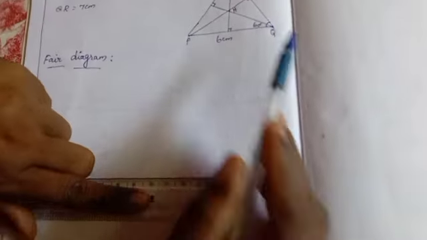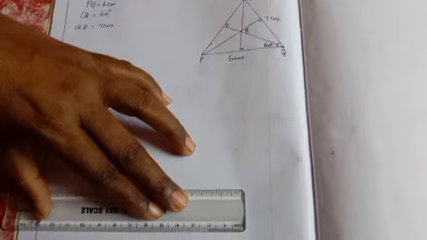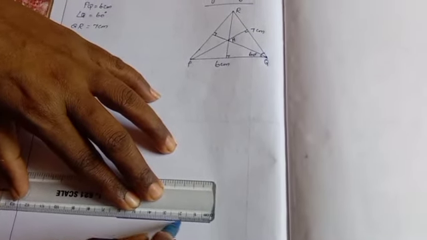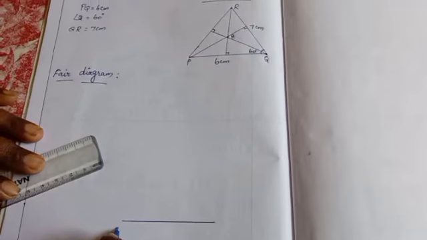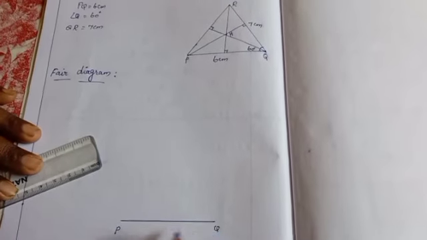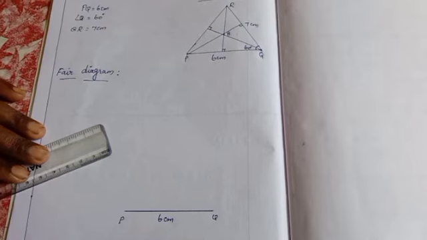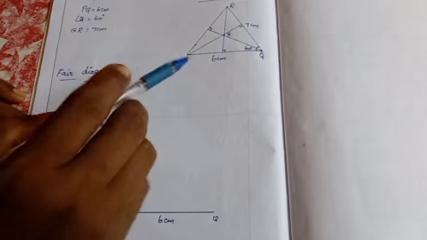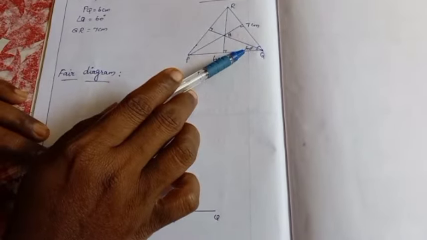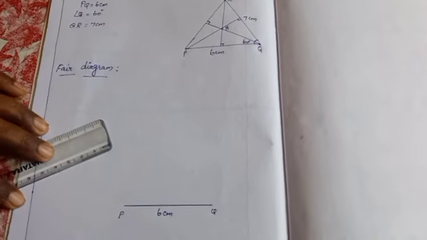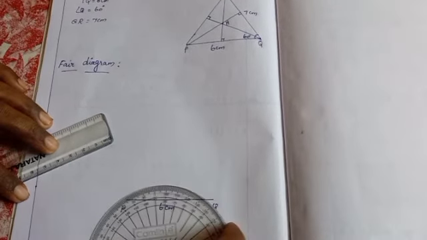PQ is equal to 6 cm. Draw a line segment PQ equal to 6 cm. Students, you have to use a pencil. For this measurement, the angle is given. Angle Q is equal to 60 degrees. You have to measure with the protractor.